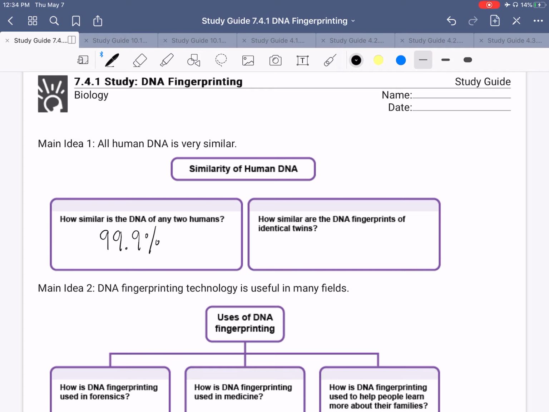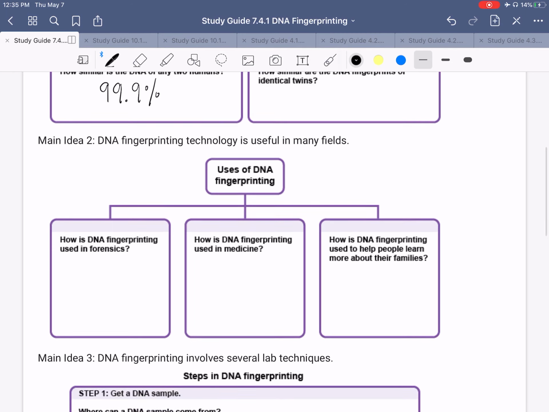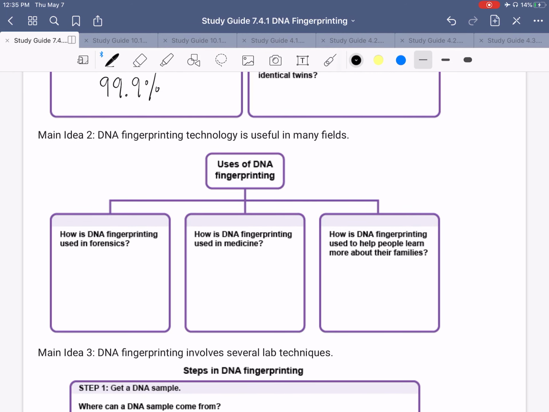Actually, right before we do that, let's go in and fill in uses of DNA fingerprinting. All right. So, how is DNA fingerprinting used in forensics? It can identify victims and suspects. All right. So that, and it can help figure out who committed a crime. All right, so they always talk about finding DNA in places and being able to match those to people that might be accused. It could even be used to clear people. That was not your DNA.